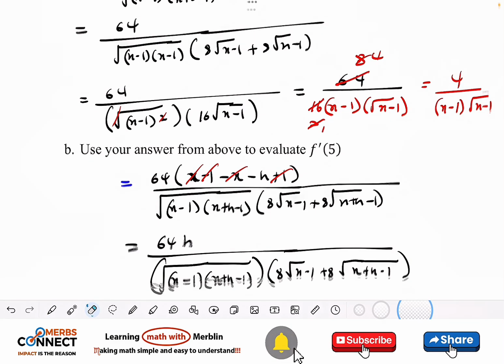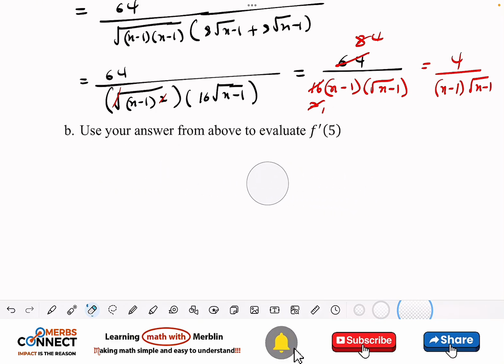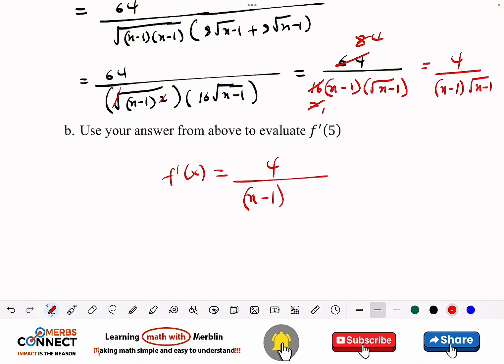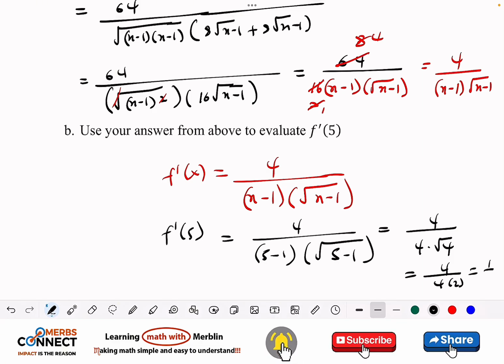Now, the last question here is basically asking us to find f prime of 5. So we know that f prime of x is equal to 4 divided by x minus 1, then square root of x minus 1. So what are we going to get? f prime of 5 will be 4 divided by 5 minus 1, square root of 5 minus 1. And this is 4 divided by 4 times square root of 4. This is 4 divided by 4 times 2. And this is 1 over 2.